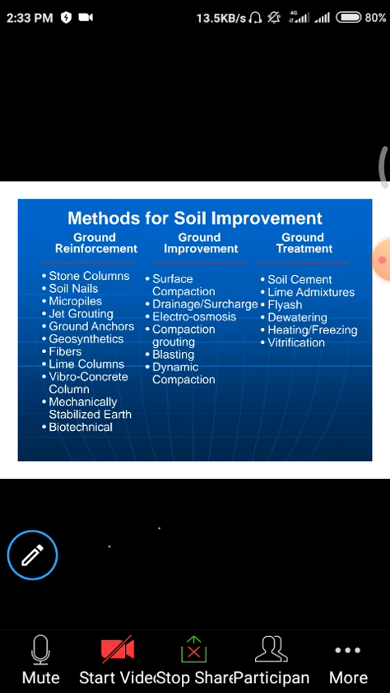Next one is the fly ash. Normally fly ash is a waste material which comes from industries, like our National Thermal Power Corporation, the NTPCs. In those NTPCs we normally use coal as a material to burn, and after burning the coal we obtain this fly ash.